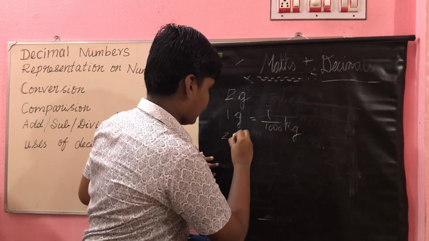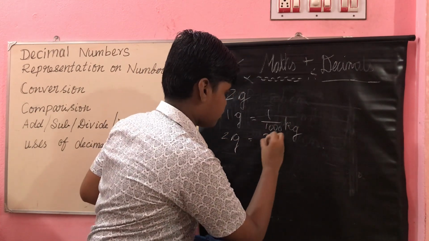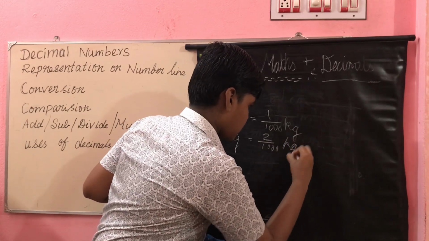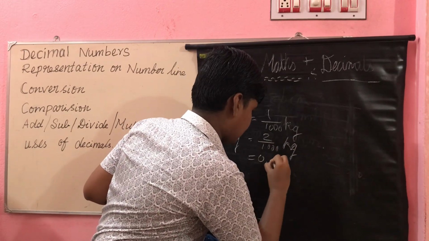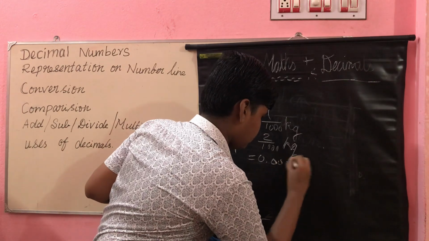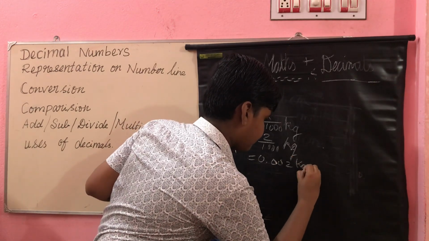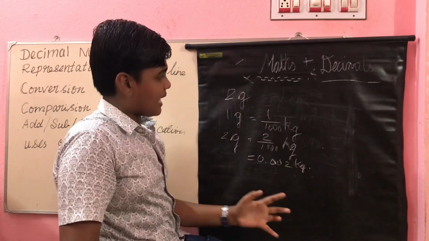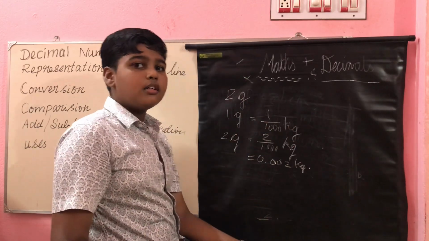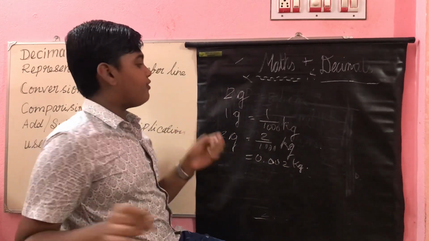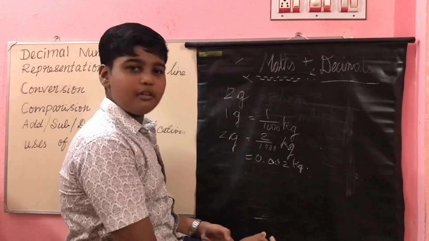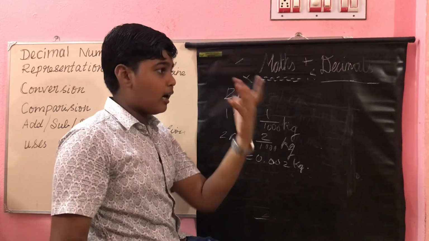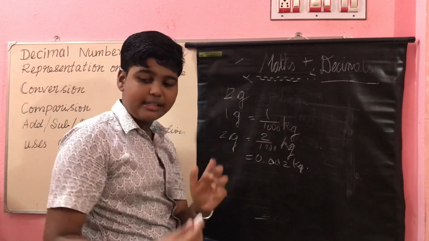So 2 grams is equal to 2 by 1000 kilograms, which is equal to 0.002 kilograms. Can you understand? So it can be like a sum as well as it can be like a formula. The same method will be followed for liter. So liter will also give the same answer, 0.002 liter, as 1 ml is equal to 1 by 1000 liter.